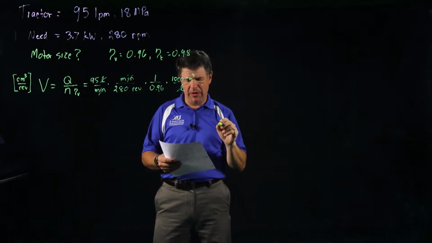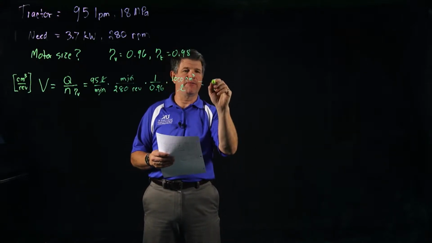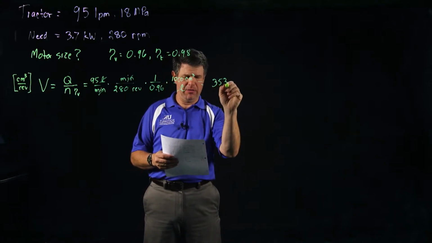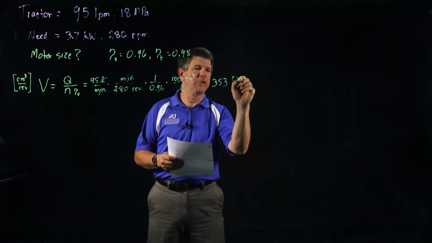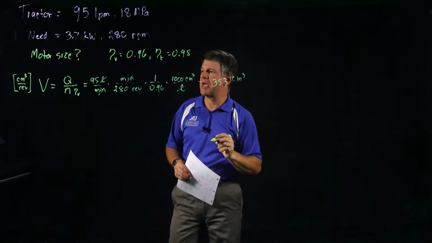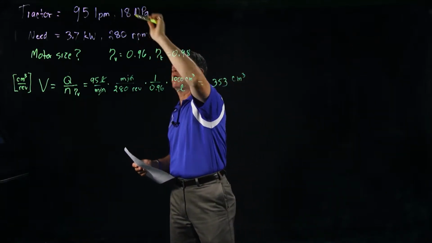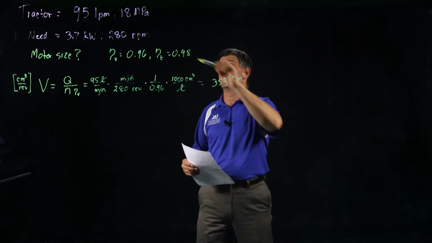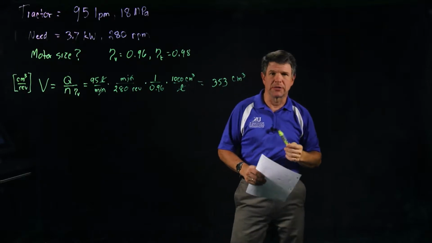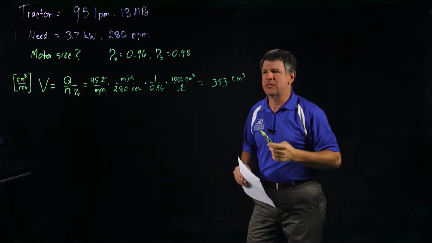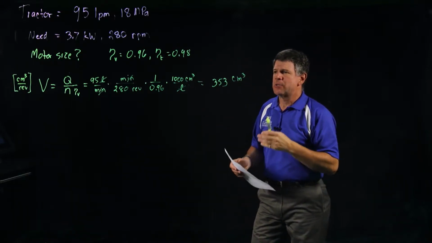And I end up with, what does that tell me? 353 cubic centimeters. So that's the biggest motor I can have. If I go any bigger than that, then my 95 liters per minute is not going to make it run at 280 RPM. It's going to run slower, and I need it to run faster. So that's as big as I can go. That's one limit.